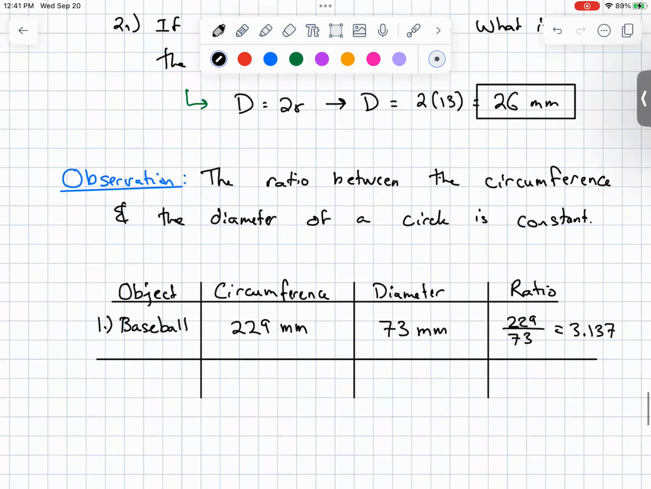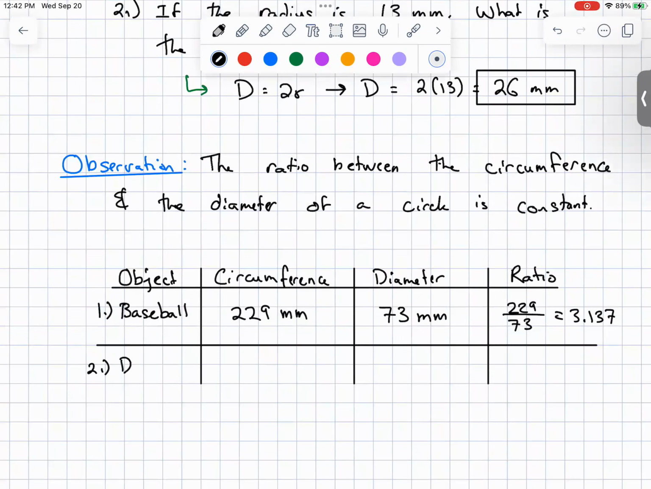And then I decided to look at a dinner plate. I had 31.4 inches here in circumference, and the diameter was 10 inches. It was a 10-inch plate. So 31.4 divided by 10, so 3.14. So not exactly the same, but it's very hard to get exactly the right measurement. It's the same number roughly. We're off by 0.003.